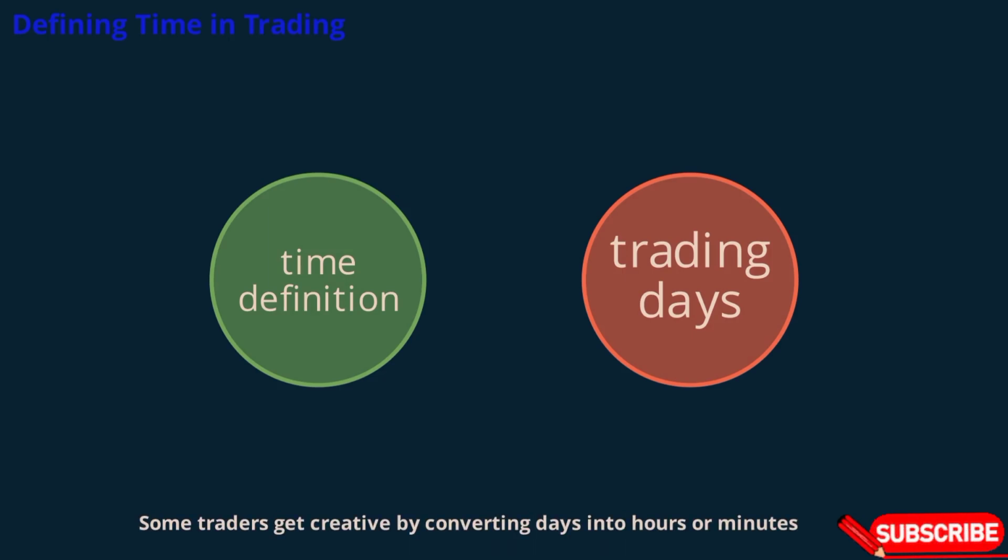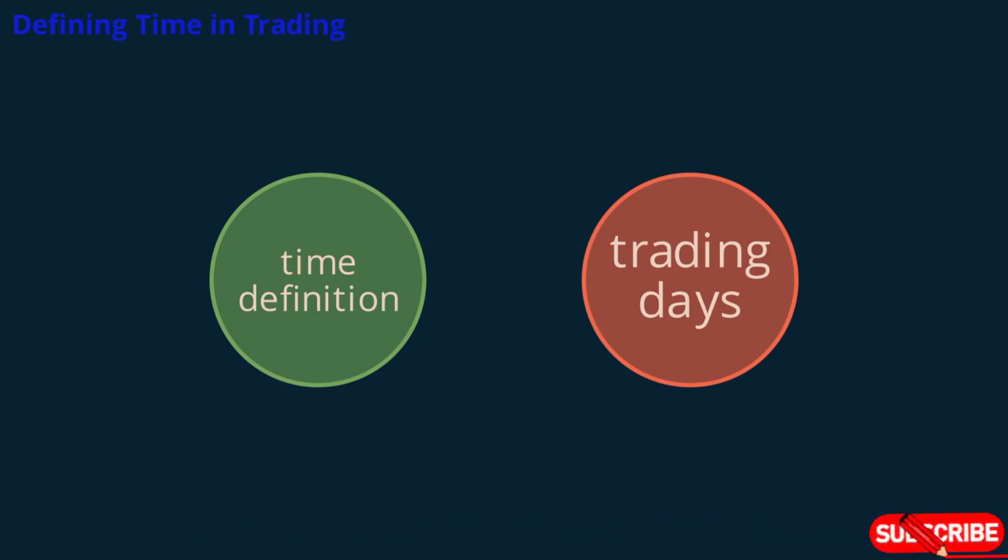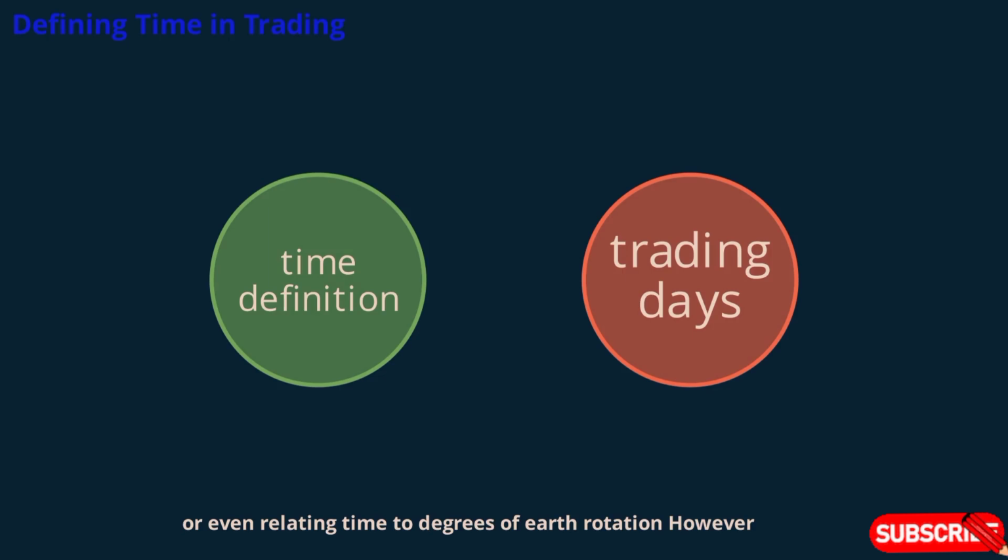Some traders get creative by converting days into hours or minutes, or even relating time to degrees of Earth rotation. However, the most straightforward and widely used method is simply counting the number of trading days or bars. This keeps the analysis practical and easy to apply.